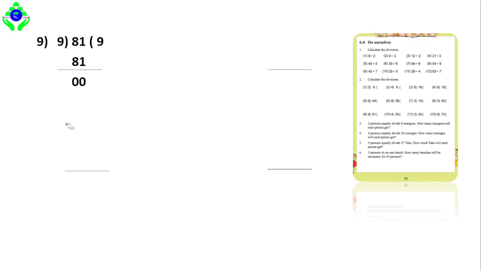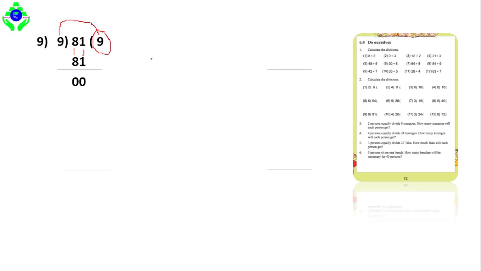divided by 81 is equal what? So how we can find this question? Let's say that if we multiply this 9 with this 9, the answer will be 81. 1 minus 1 is equal to 0. 8 minus 8 is equal to 0. So the answer will be 9.